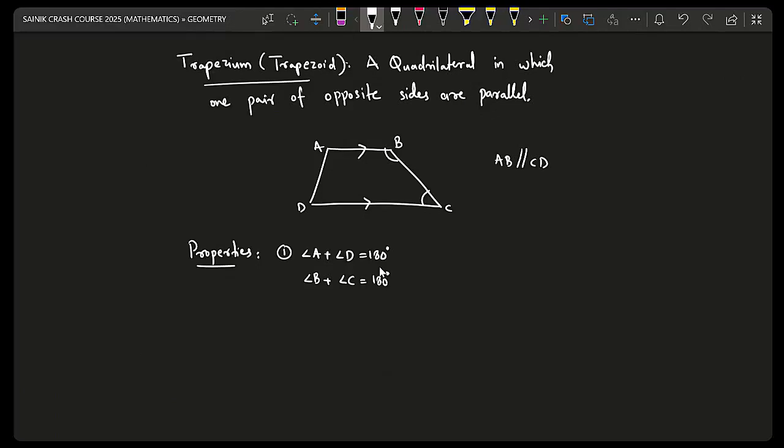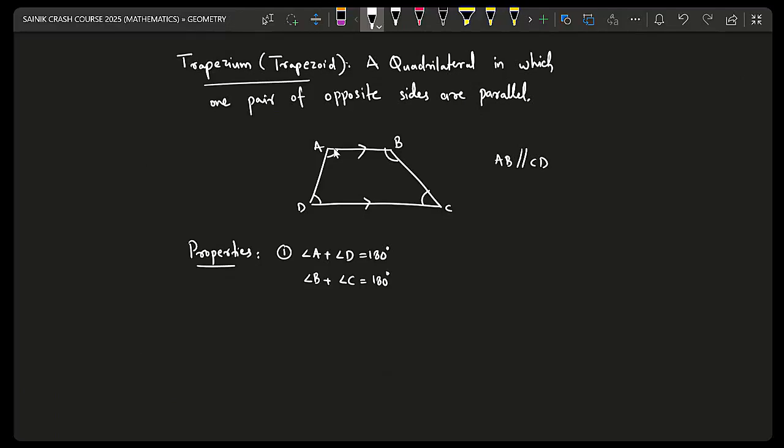Moreover, all the properties of a quadrilateral will apply here. The number of diagonals is 2, and the sum of all the interior angles is equal to 360 degrees. So this is about the trapezium, and the important property in your syllabus is that co-interior angles along parallel lines are supplementary.